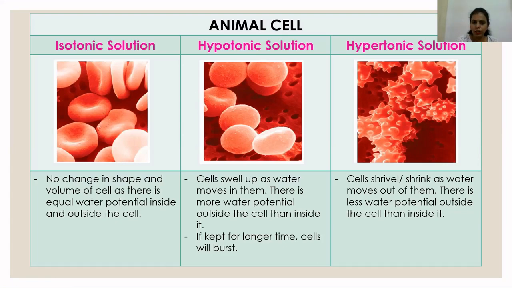So in the case of a hypotonic solution, if an animal cell is placed in it, the cell will swell up as water will move inside it. And why will water move inside? Because there is more water potential outside the cell, there is more water potential in the solution. Hence water will move inside the cell from a region of higher water potential to a region of low water potential. And if we take an animal cell and place it in a hypotonic solution for a longer time, what will happen? The cells will burst.